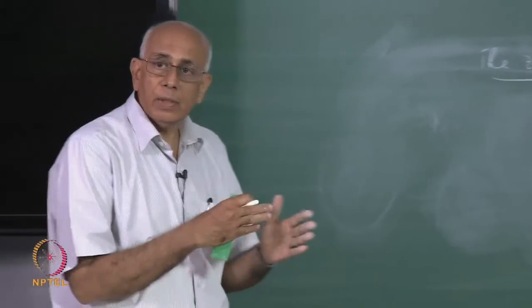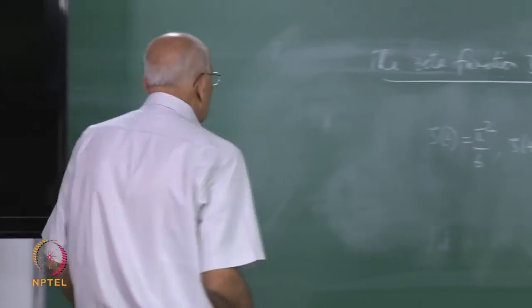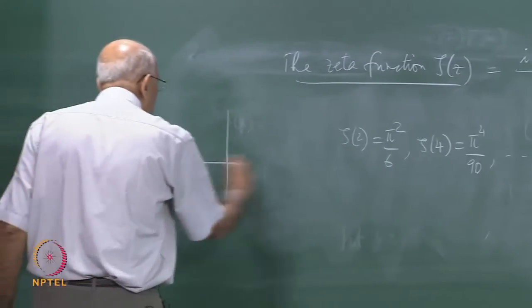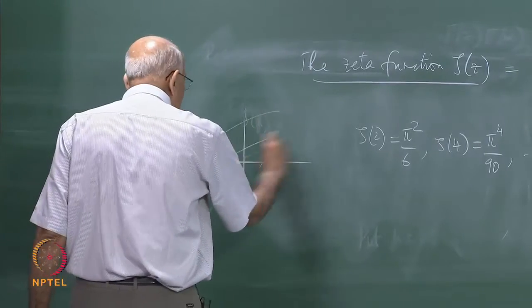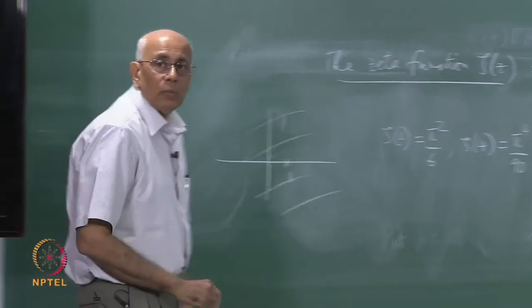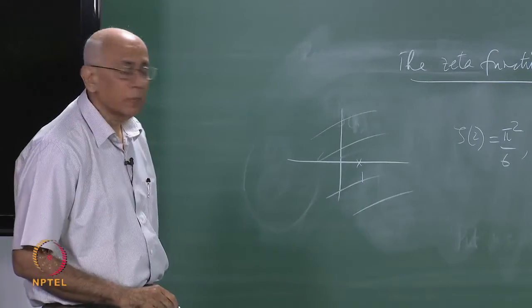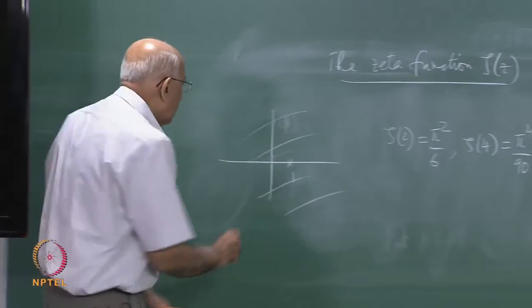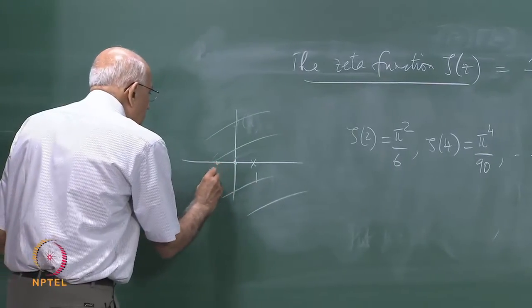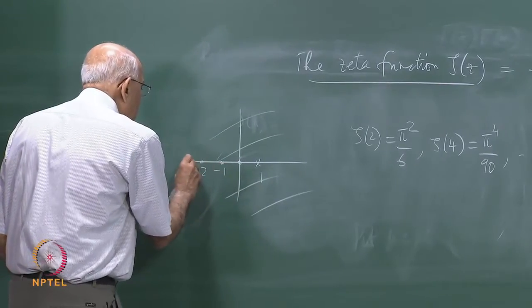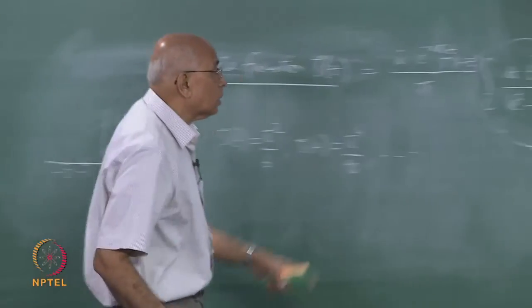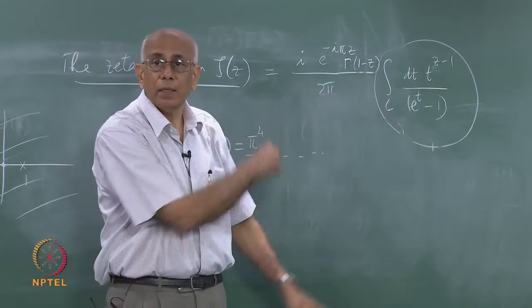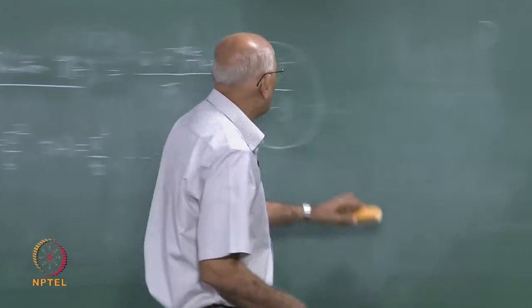What about negative integer values of z? Well, I have asserted that there is a singularity at z equal to 1 and there is nothing else. It is actually well defined everywhere else. So in particular I would like to know what happens at 0, what happens at minus 1, minus 2, and so on. Okay. For this all we have to do is to substitute the value of z inside there and look at what is going to happen.